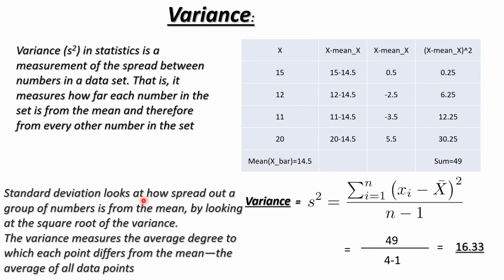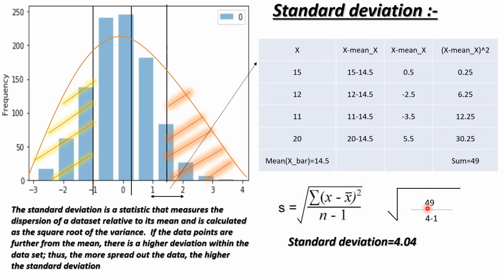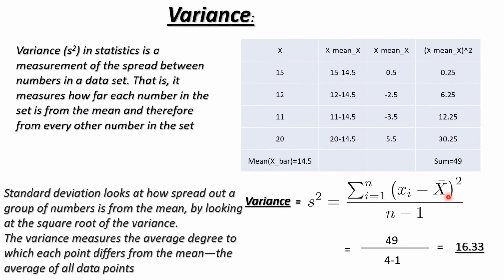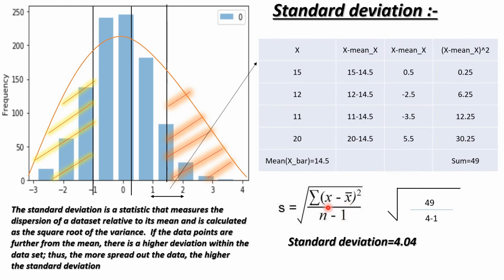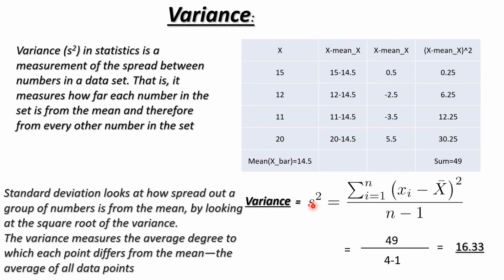Now you can see here that it is the same formula but a little bit different from the standard deviation. You can see over here that it is the summation of x minus x mean whole square, then n minus 1. We have the same formula till this. Now this square root goes to the left hand side, and here s square, this is the variance.